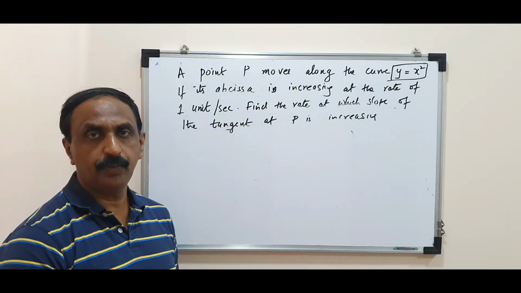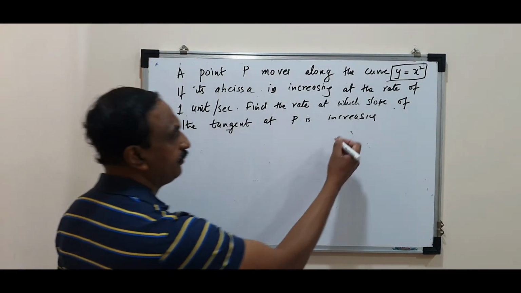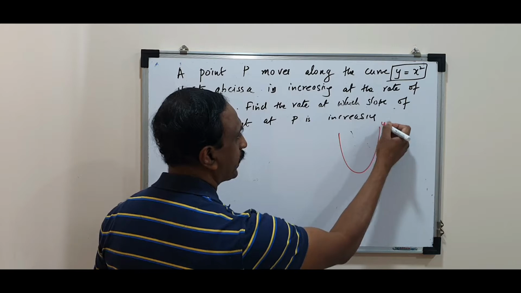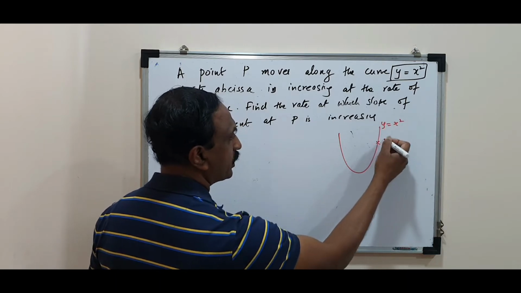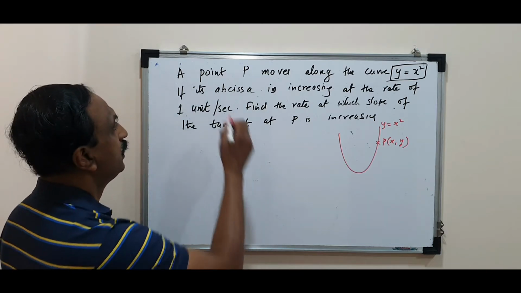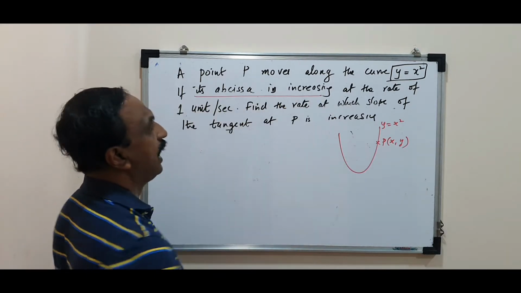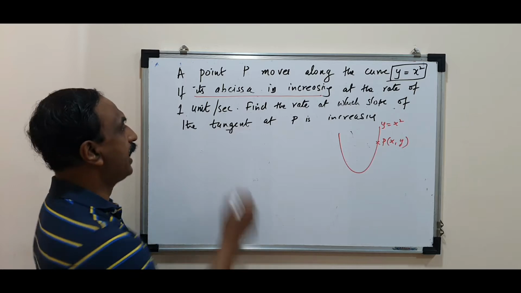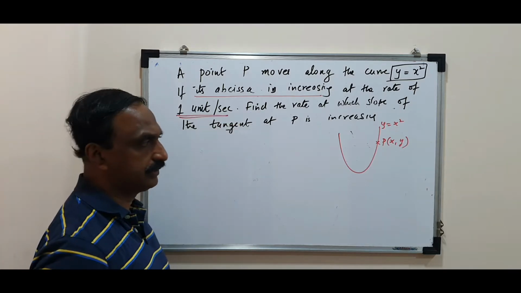Here is a very simple problem. We have a curve y equals x square. Let's assume P(x, y) is any point on this curve. The abscissa is increasing at the rate of 1 unit per second.